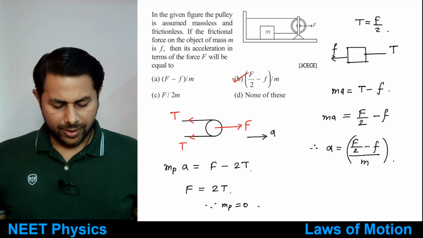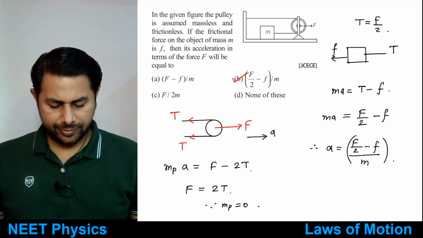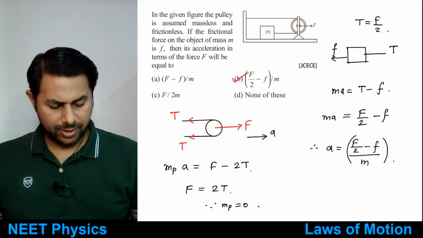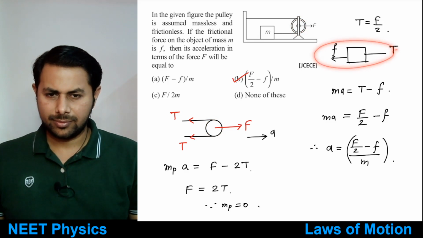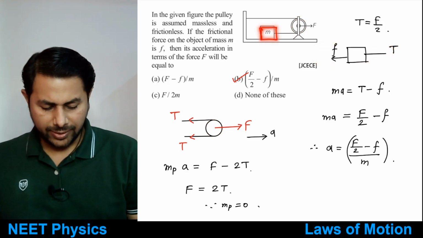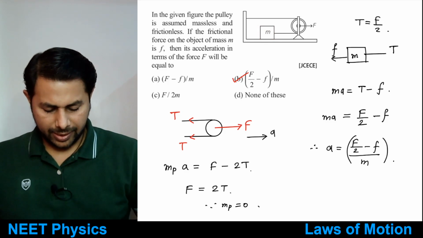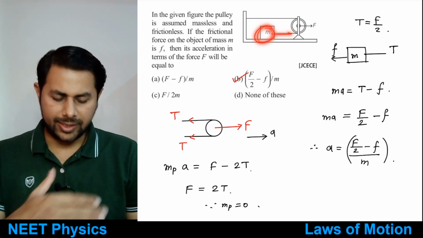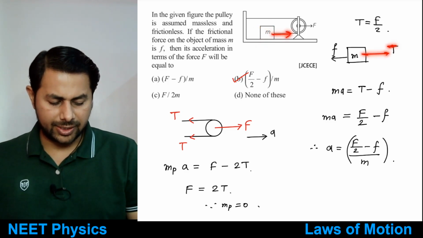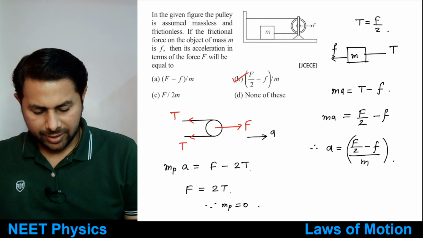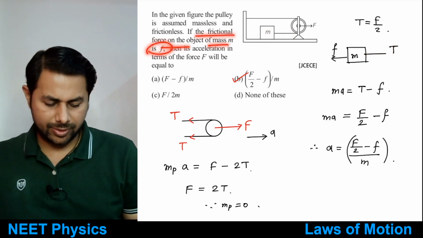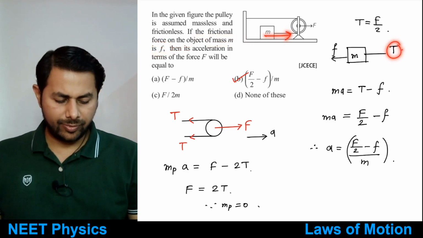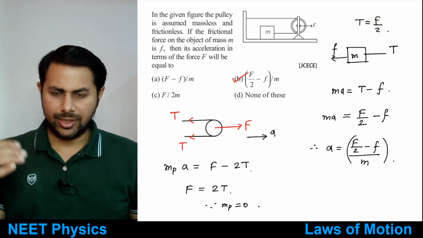Okay, once again, see here you have this pulley, the second part, this one. So you have this mass m, and the string is connected to this mass, so the tension in the string is T, and it's given that the frictional force on the object of mass m is f. So frictional force is towards left, tension is towards right. And you found that tension is equal to capital F by 2.